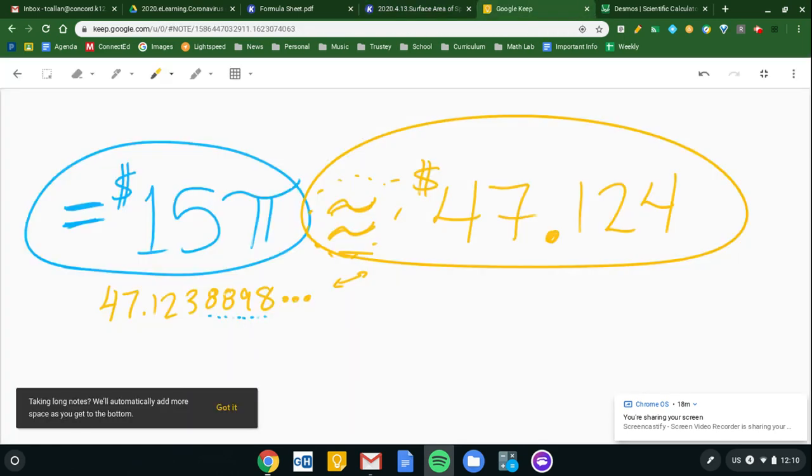All right, folks, with that, I'm going to wrap it up. Don't forget, as we discussed, if I asked you, would you rather have 15 pi dollars or $47 and 124 thousandths of a dollar, you're going to remember that, well, those are almost exactly the same. Quite frankly, 15 times pi is the more exact number because it has all those other digits behind it.